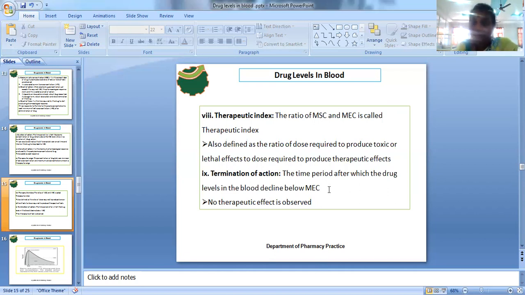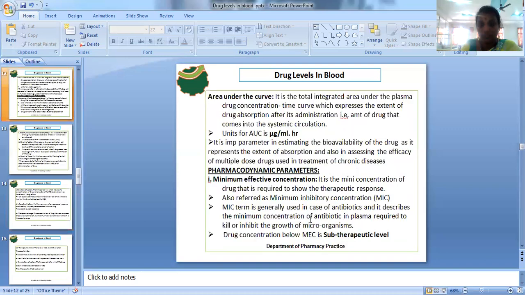Already we discussed that MSC is the dose beyond which the toxic effect is shown. MEC is the minimum dose required to produce a therapeutic effect. That's why, in other words, you can say it is the ratio of the dose required to produce the toxic or lethal effects to the dose required to produce the therapeutic effect. And what is the termination of action? The time period after which the levels of the drug decline below the MEC, when there is no therapeutic action, is said to be the termination of action.